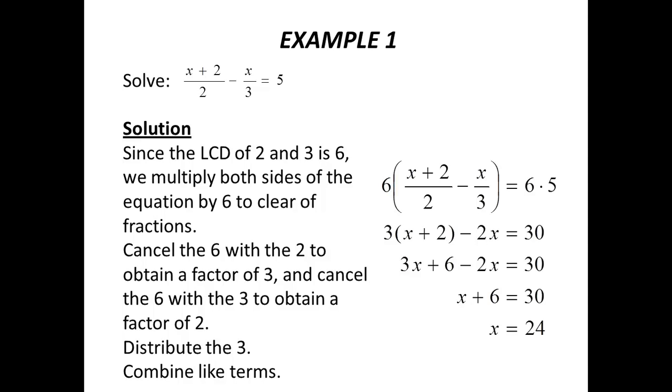Example 1. Solve (x + 2)/2 - x/3 = 5. We can find a solution to this linear equation in a single variable by first multiplying through the entire equation by the LCD, using distributive properties, and adding and subtracting from both sides of the equation, which yields the solution x = 24.